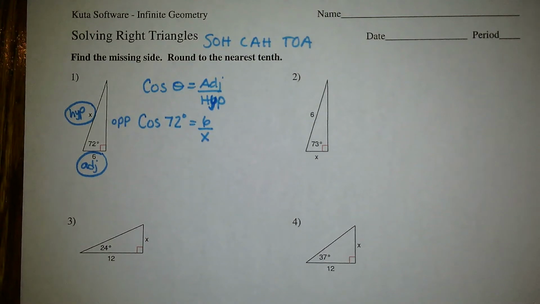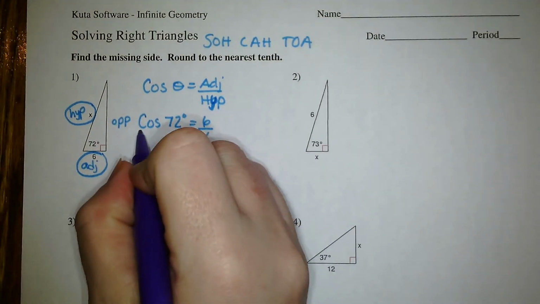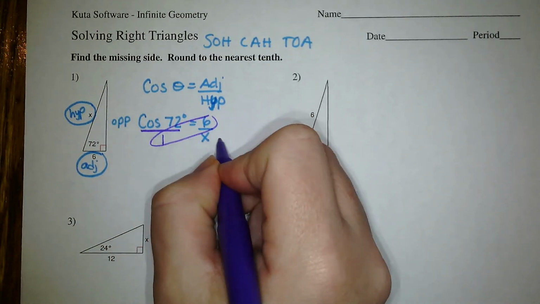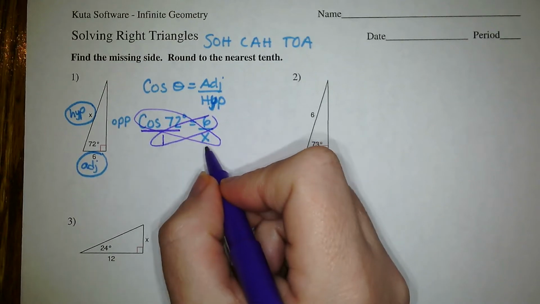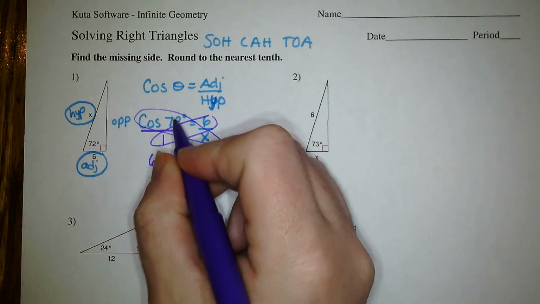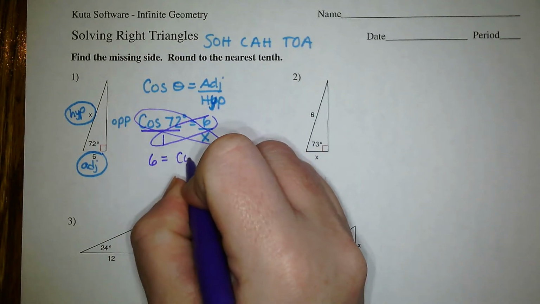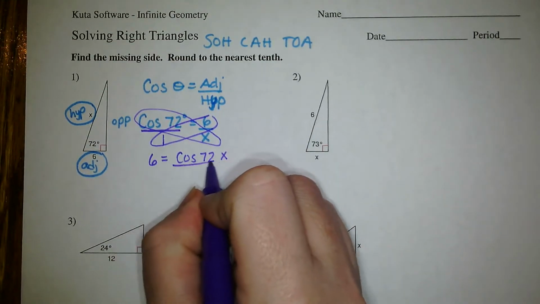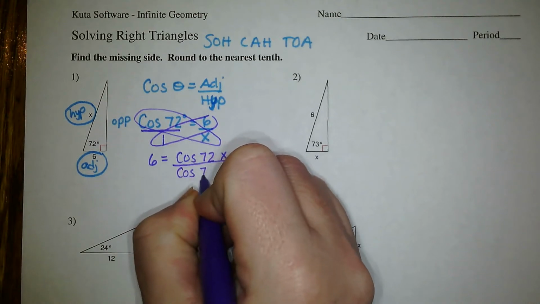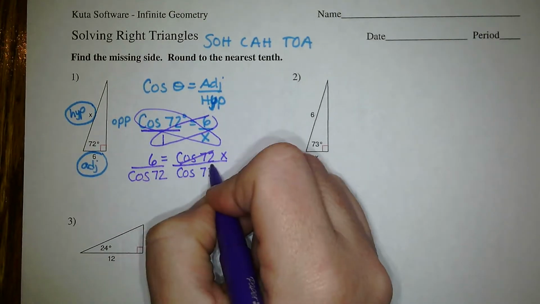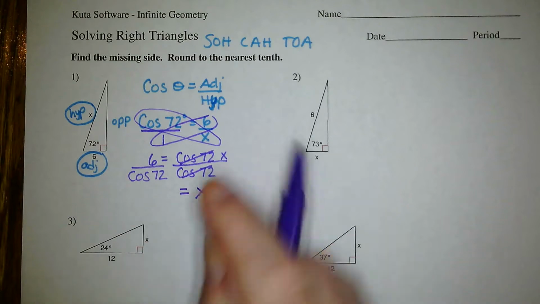From here, we switch into solving mode. And solving mode is to cross multiply. So I'm going to put this over 1. And then I'm going to do 1 times 6 and x times cosine 72. But I'm not actually going to calculate it. I'm just going to write it. So 1 times 6 is 6. And cosine 72 times x is cosine 72x. And what we're going to do is get x by itself by dividing both sides by the cosine of 72. These cancel. You get x by itself, and now it's time to pull out the calculator.